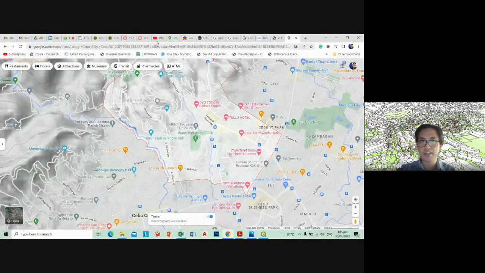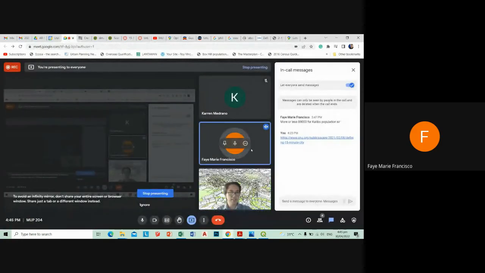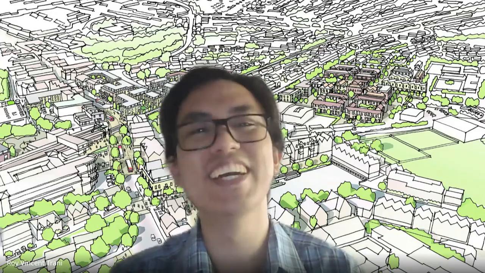Okay, let me double check here. I think that's pretty much it for this week. Just a clarification: our final project would be to propose developments for sustainability, applying the lessons we had before, for either the barangay or municipality or the city that we will choose. So for now, just think about which one you choose. Do you want to choose your local city or do you want to choose Cebu City?